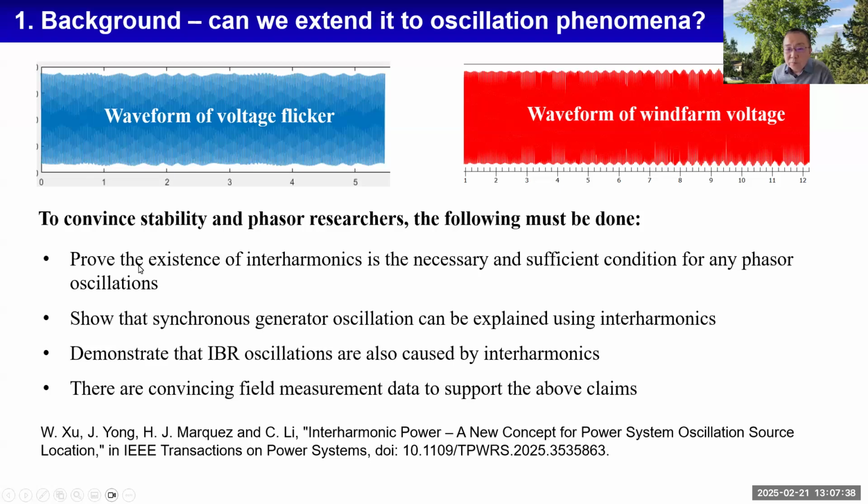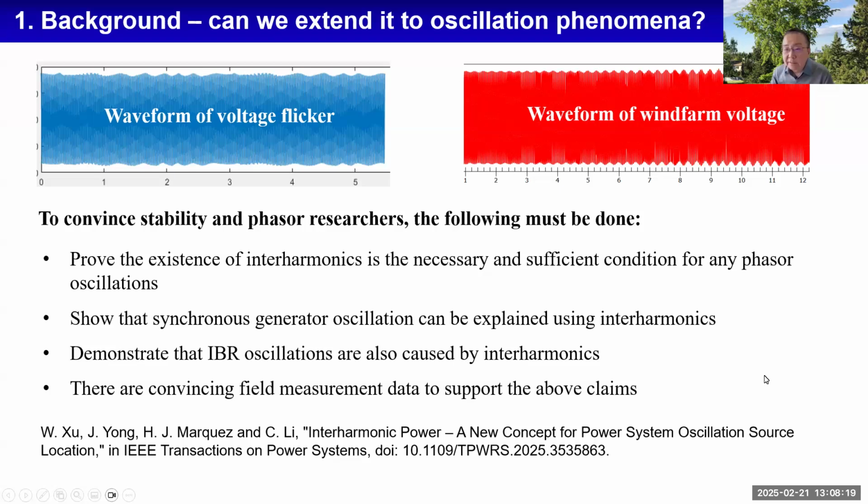First, we have to prove that the existence of interharmonics is the necessary and sufficient condition for any phasor oscillation. Secondly, we have to show that synchronous generator oscillation can be explained using interharmonics. We also need to demonstrate that IBR oscillations are caused by interharmonics. Finally, we must use convincing field measurement data to support these claims. We spent 1 year collecting the data, especially the synchronous generator data. Finally, we have everything together now, and I want to share it with you.